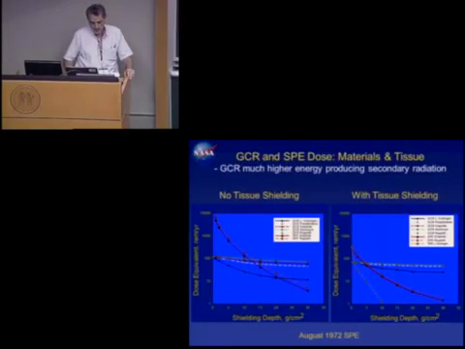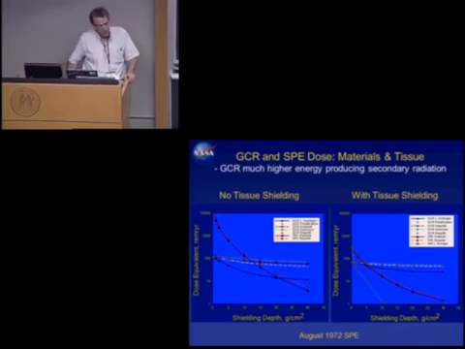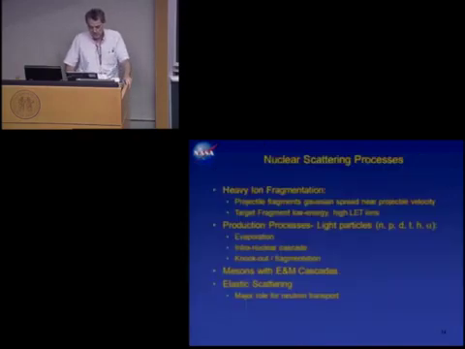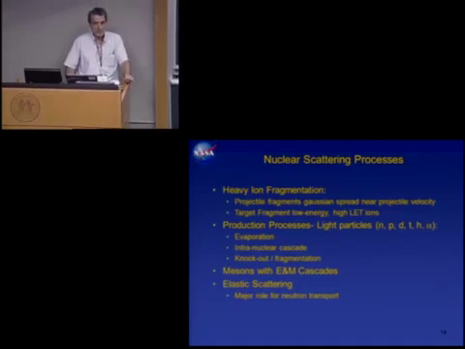Okay, so I showed these yesterday just to show you attenuation curves. You can attenuate solar particle events. Tissue modifies how well you think the shielding is performing. You really need to put tissue into the shielding calculation. And then quickly, just some nuclear scattering. Anybody have a nuclear physics background?